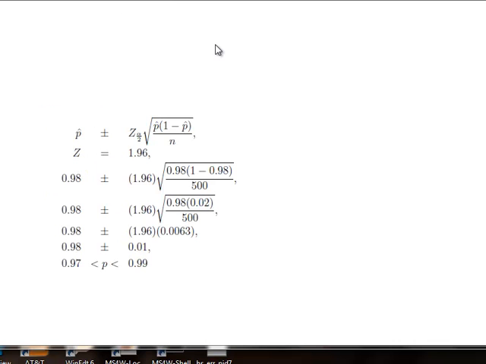Okay, now for the good stuff. Let's look at the formula. You have p hat plus or minus z at alpha over 2 times the square root of p hat times 1 minus p hat over n. So we've already seen that the z is 1.96 and the p hat is 0.98.